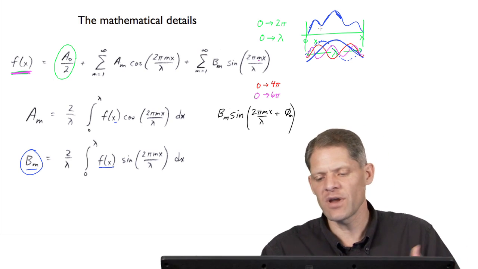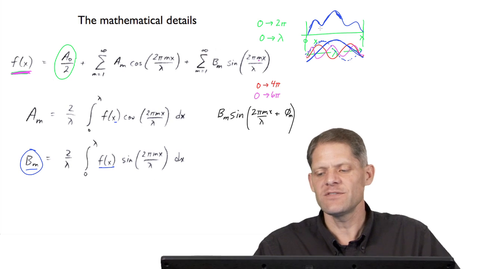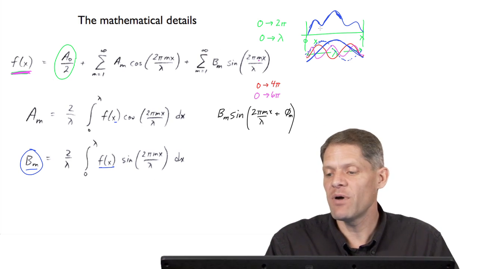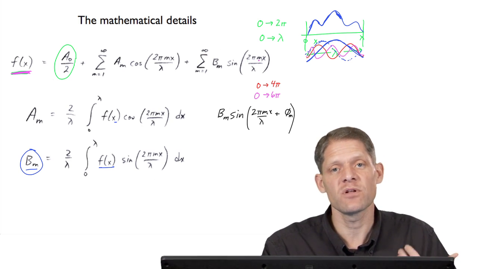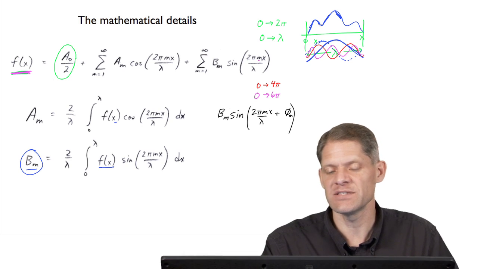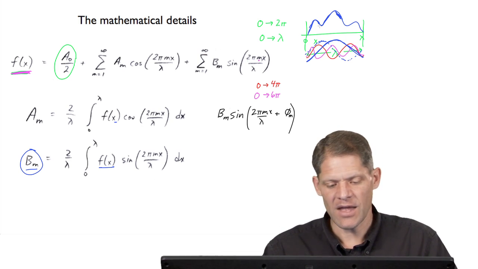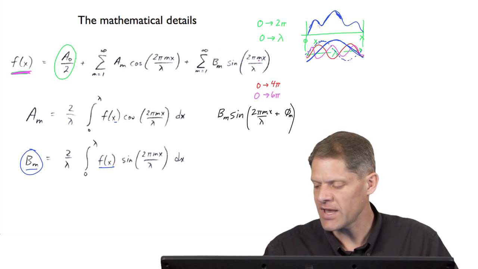And we can do this for any value of m we like. This is how you find out how much of each of these possible component sine waves is present in the original. And you can do this for as high an m as you like.